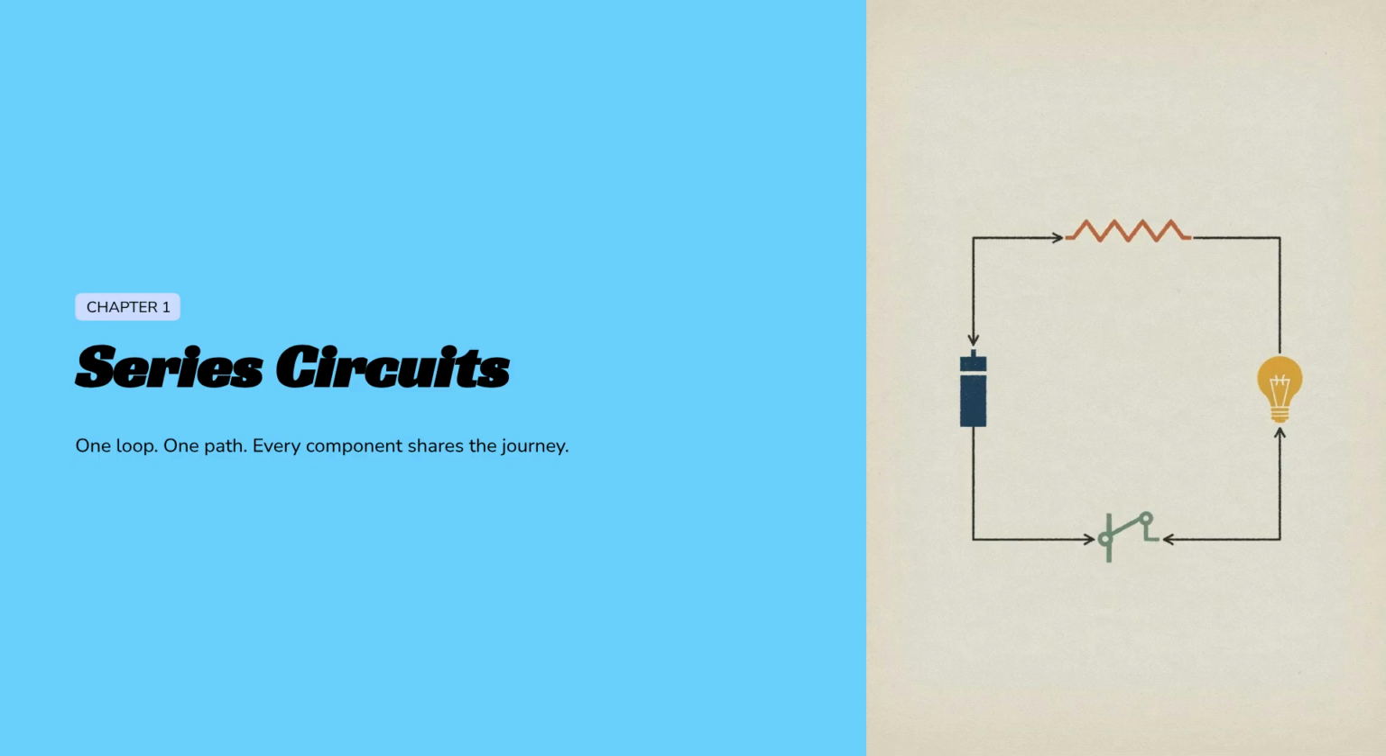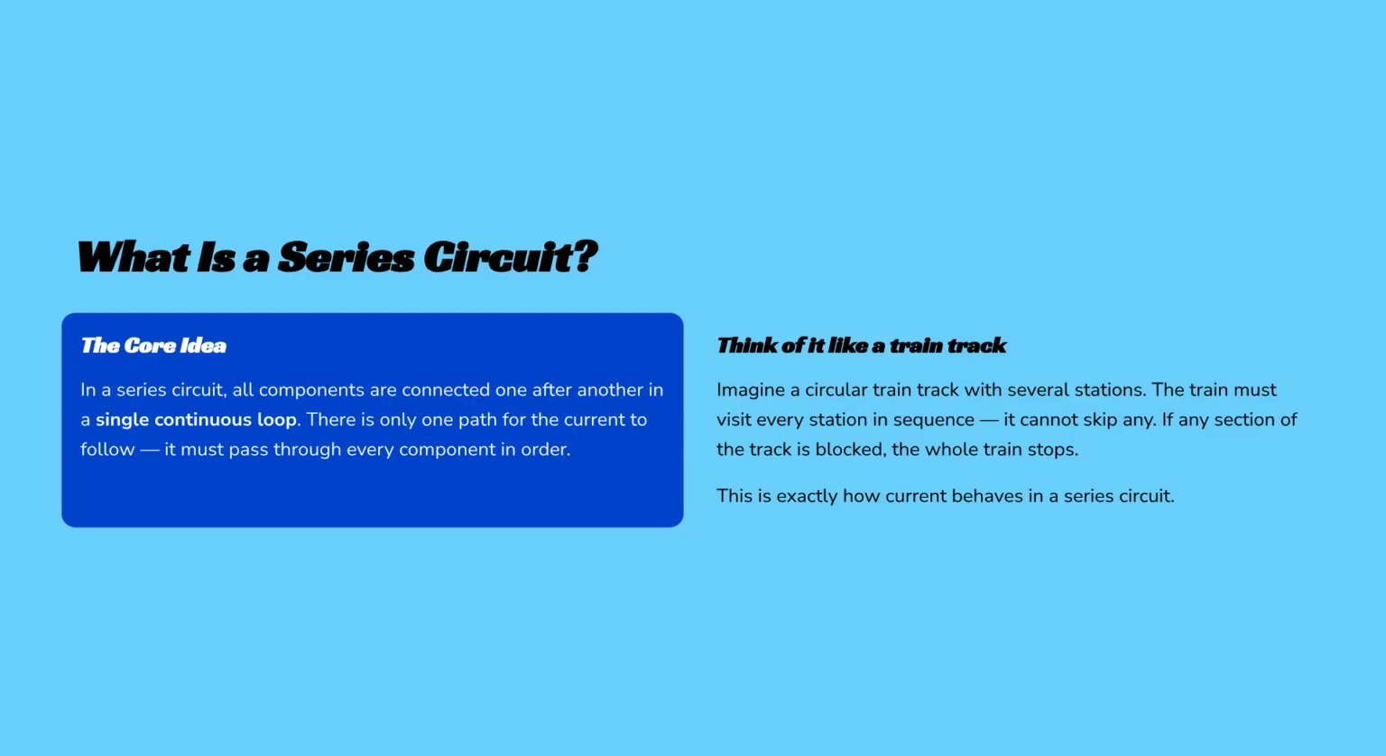Chapter 1. Series circuits. In a series circuit, there is only one loop and one path for the current to follow. Every component shares the journey. What is a series circuit? Think of it like a single train track. The current must pass through every component in sequence. If any part of the path is blocked, the entire flow stops.